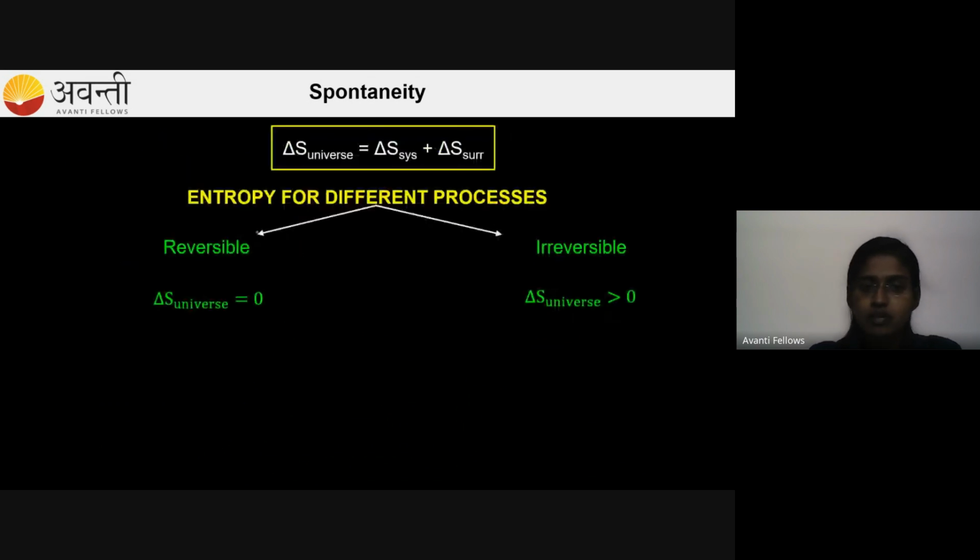This is a formula which we have already studied. For a reversible process, it is equal to zero, and for an irreversible process, it is greater than zero. Very important. Clear? So these are the points you have to keep in mind regarding spontaneity or entropy. With this, the second law of thermodynamics is also getting over with the entropy concept.